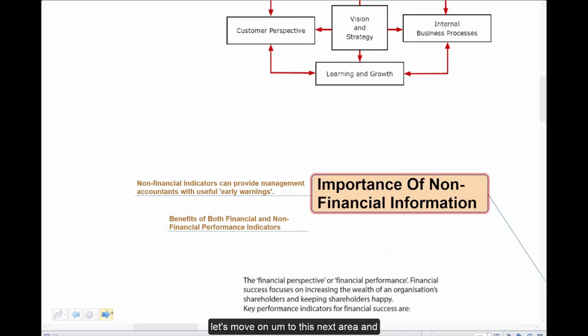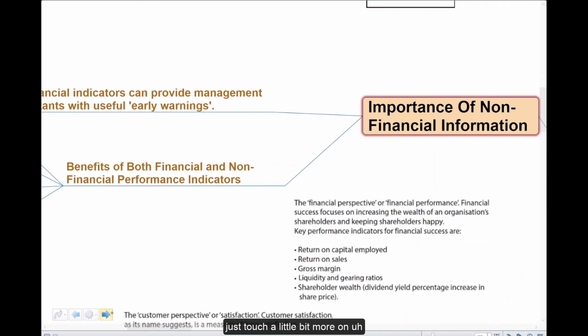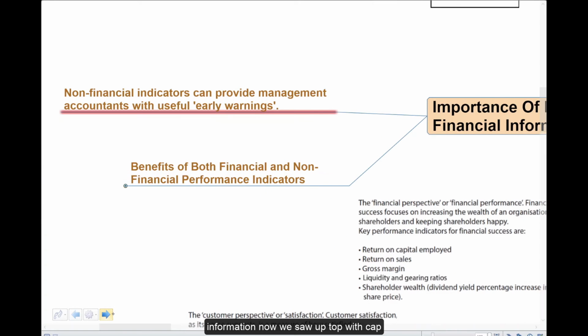Let's move on to this next area and touch a little bit more on non-financial information. Now, we saw up top with Kaplan and Norton that they're one of the early proponents of bringing non-financial information into performance measurement. So really, what you will find, and you probably agree with that, is that non-financial indicators can provide early warnings, more useful early warnings.